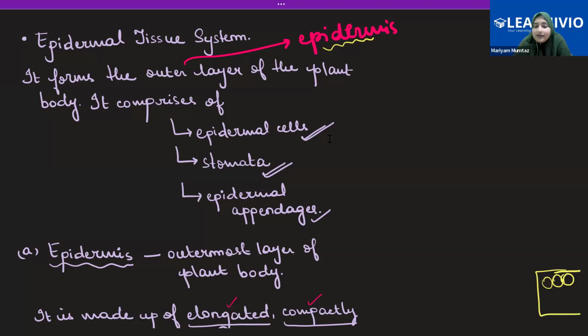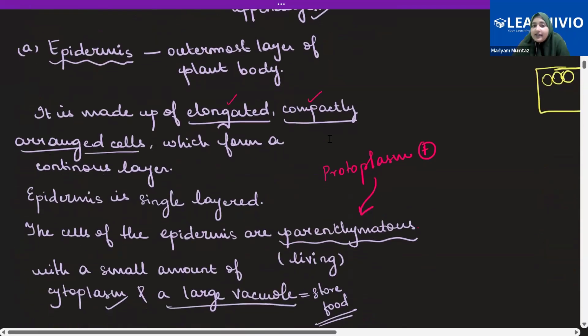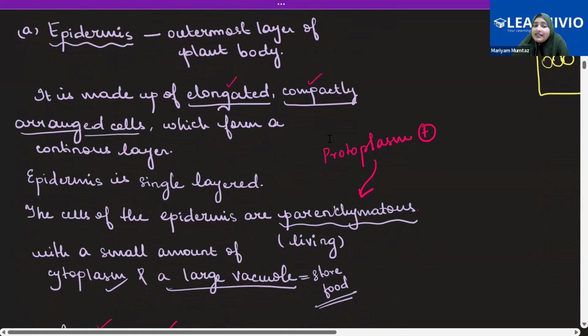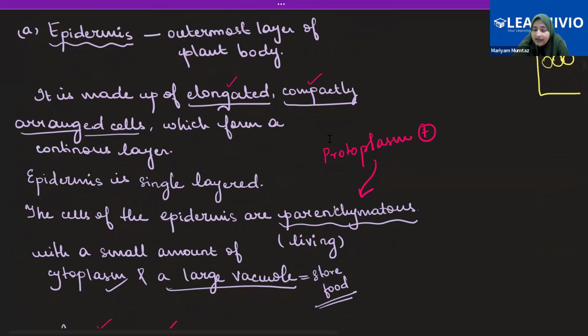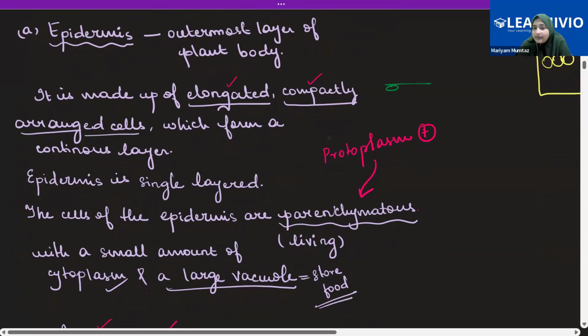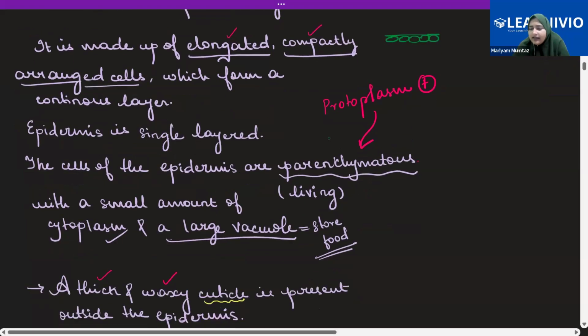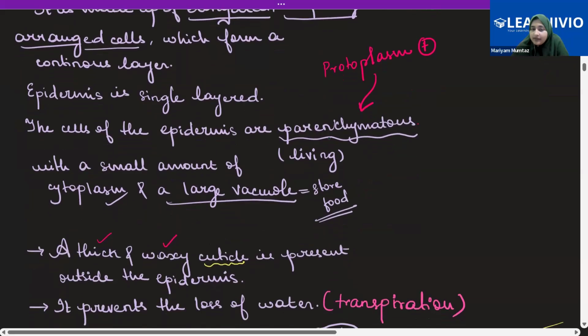So now epidermis is the outermost layer of the plant body, and it is made up of elongated, compactly arranged cells which form a continuous layer. So like this. Compactly arranged and uniform cells are there that are forming a layer. Now, epidermis is usually single layered because it's a very thin layer. The cells of the epidermis are parenchymatous.